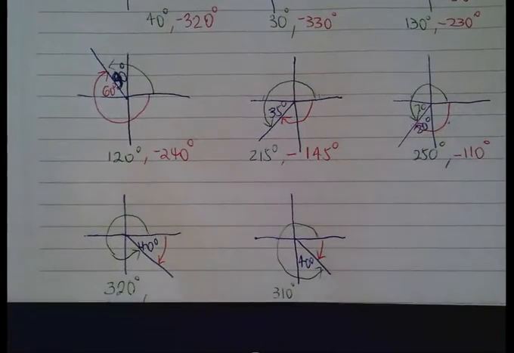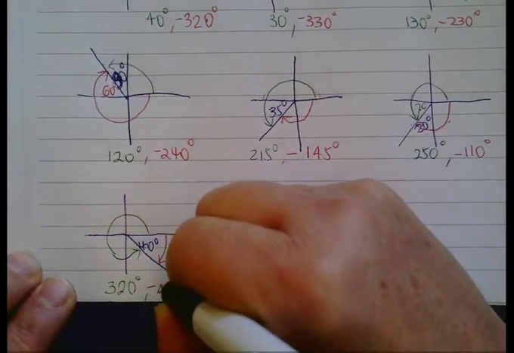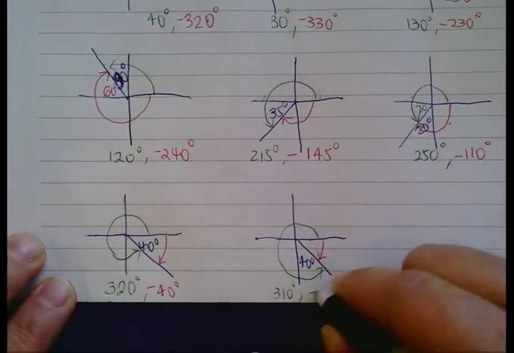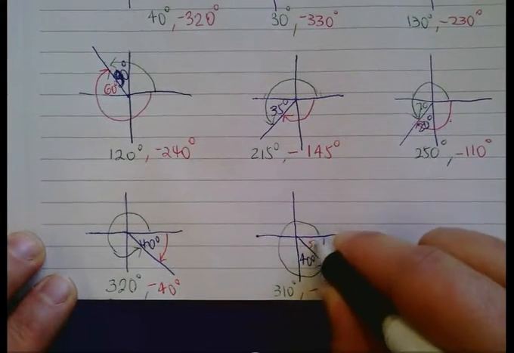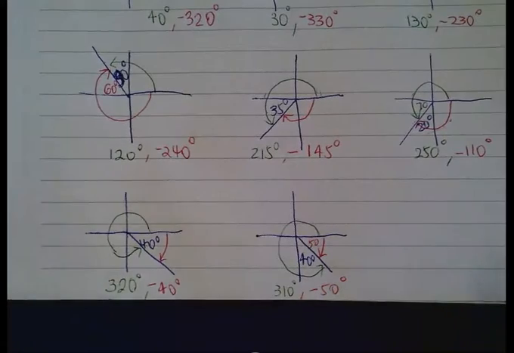That's 310. And your last one is coming this way, negative direction. That's negative 40. This one will be negative 50, well, because that's 50 there. It's negative 50. Okay, so the direction is really important.